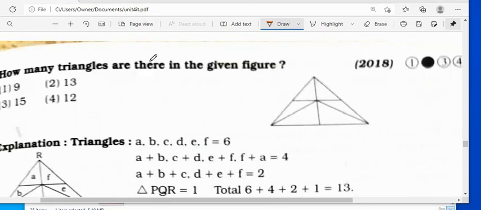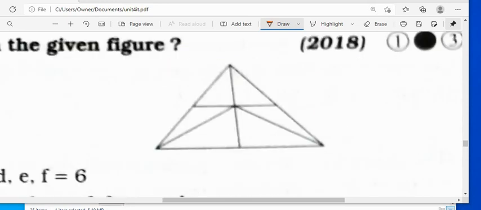How many triangles are there in the given figure? Now see, I count the triangles. First, now see the number of triangles. This is first, this is second, this is third, this is 4, this triangle is 5, this triangle is 6. Now see this bigger triangle. Up to the bigger triangle there are 7 triangles.